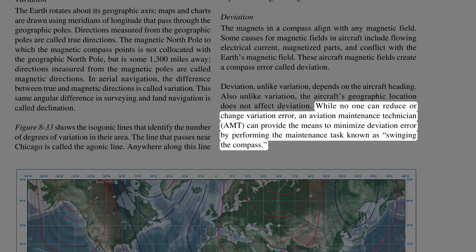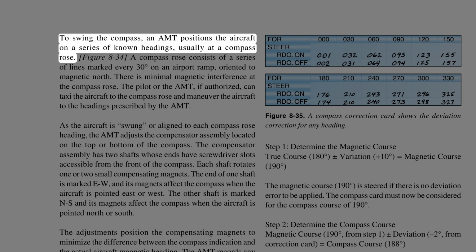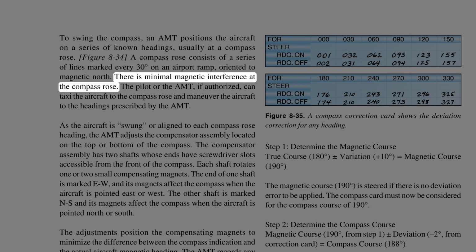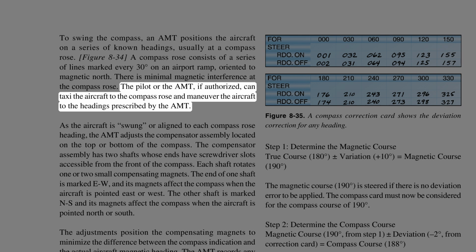While no one can reduce or change variation error, an aviation maintenance technician, AMT, can provide the means to minimize deviation error by performing the maintenance task known as swinging the compass. To swing the compass, an AMT positions the aircraft on a series of known headings, usually at a compass rose. A compass rose consists of a series of lines marked every 30 degrees on an airport ramp, oriented to magnetic north. There is minimal magnetic interference at the compass rose. The pilot or the AMT, if authorized, can taxi the aircraft to the compass rose and maneuver the aircraft to the headings prescribed by the AMT.